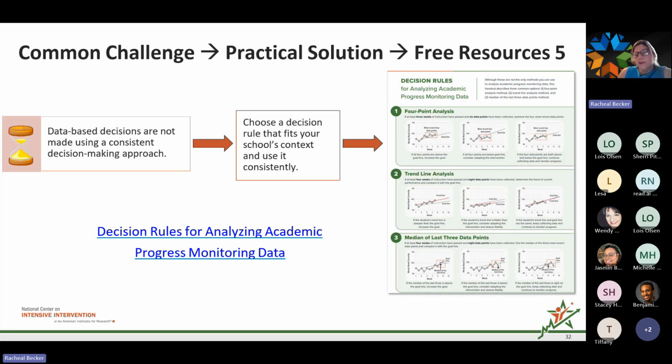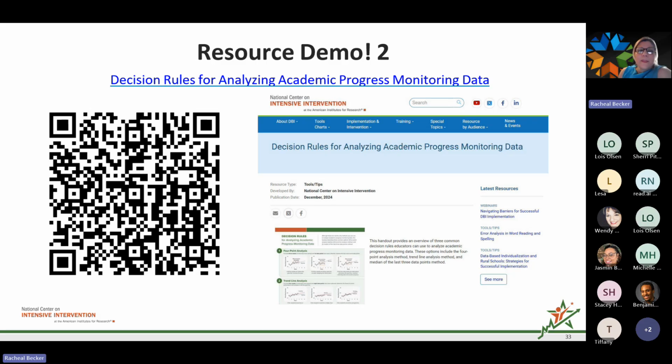The goal is not just to collect the data, it's to use it to make timely instructional decisions. And this particular resource goes into a lot more detail, which Wendy, it looks like she's putting all those in the chat. But these go into a lot more detail on when you should select which ones. But I think it's a really helpful resource. So hopefully you guys will find it helpful too. This is another link to the resource. You can just use the QR code. But it demonstrates how to use these decision rules.